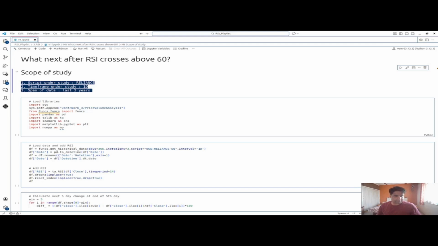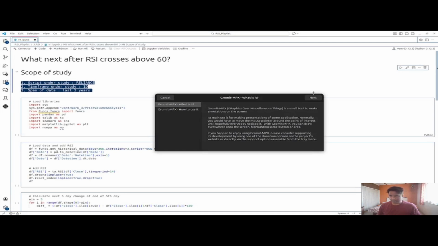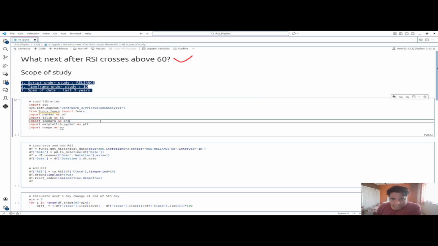Okay, scope of study, we have to restrict ourselves to the scope of study. We have to restrict the data span, the time frame, and the script. So the script under study is Reliance, the time frame under study is obviously 1 day, and the span of data is the last 3 years.